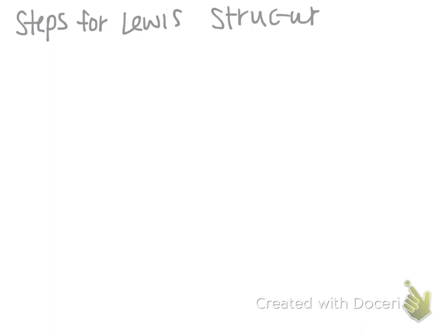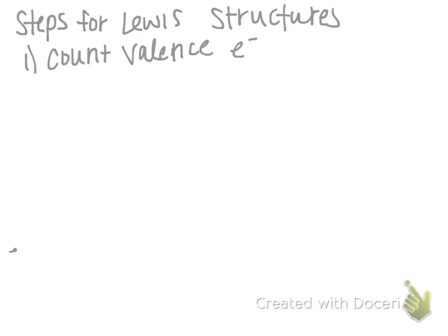I'm going to give you now rules for drawing Lewis structures, and then we're going to jump in and start drawing them. I drew this one kind of backwards because we started with individual elements. I'm going to show you how I really think they should be done. So, steps for Lewis structures. Number 1, count valence electrons needed.